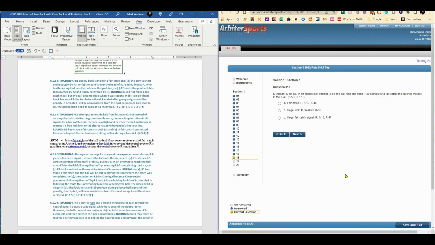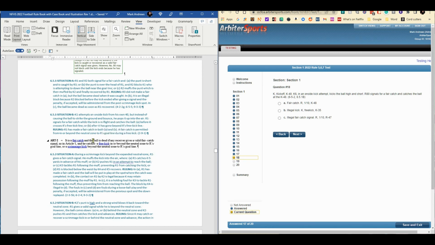Okay, question number 18. K, kickoff from the K40. K6, in an onside kick attempt, kicks the ball high and short. R80 signals for a fair catch and catches the ball at the K48. And the rule reference is 652, which defines a fair catch. And then 651B is a case book, which is excellent, actually.